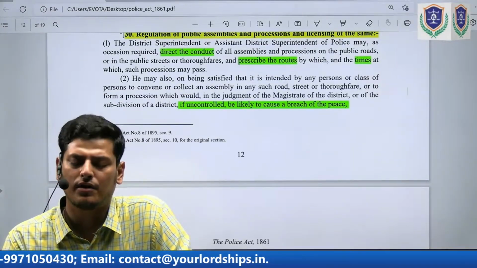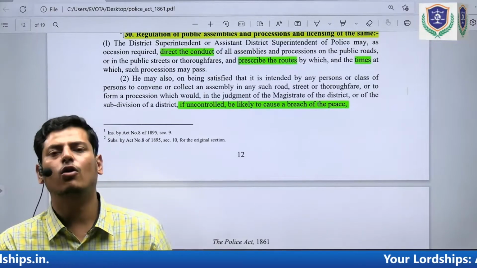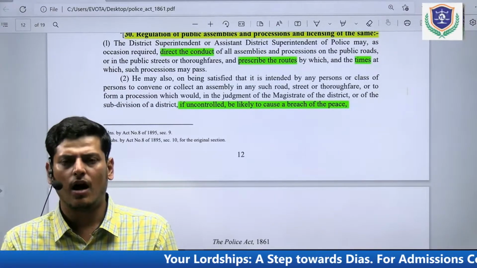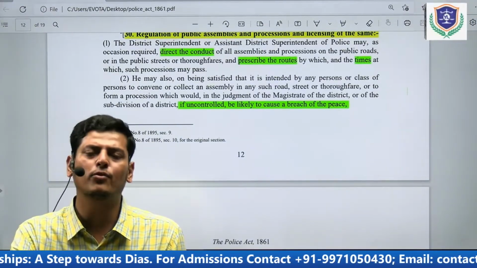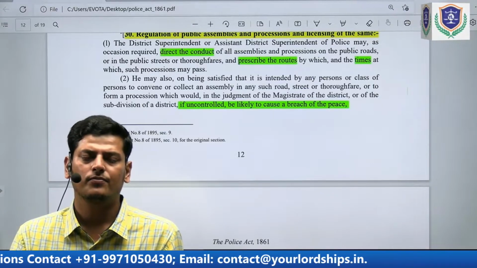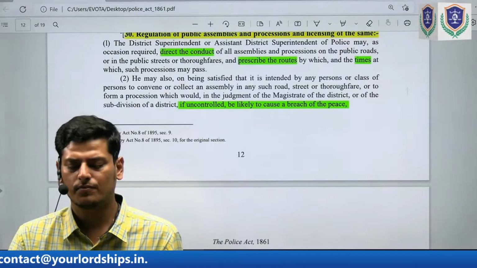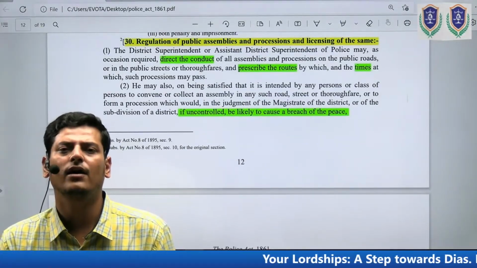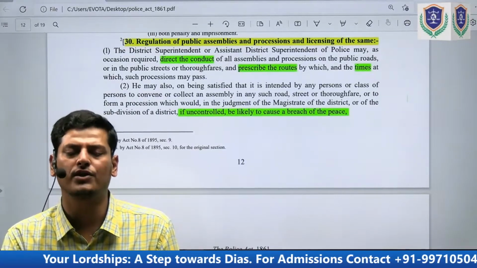The district superintendent, assistant district superintendent may, as the occasion requires, direct the conduct of all assemblies. How will any assembly or procession be conducted? If music is being played, to what level will the music be played, by what route will they go, at what time will the procession take place. So with respect to all these things, the district superintendent generally monitors these things. He directs the conduct, he prescribes the routes, he prescribes the times within which any public assembly or procession can be carried out. So the district superintendent has the power of regulating this assembly and procession.